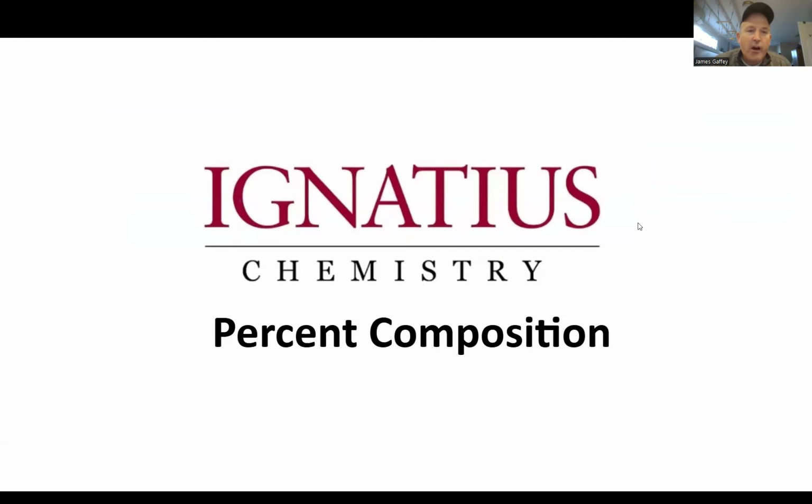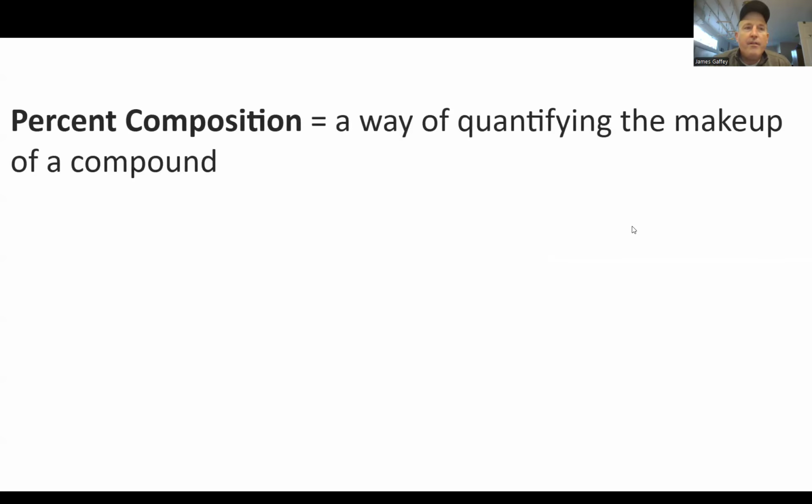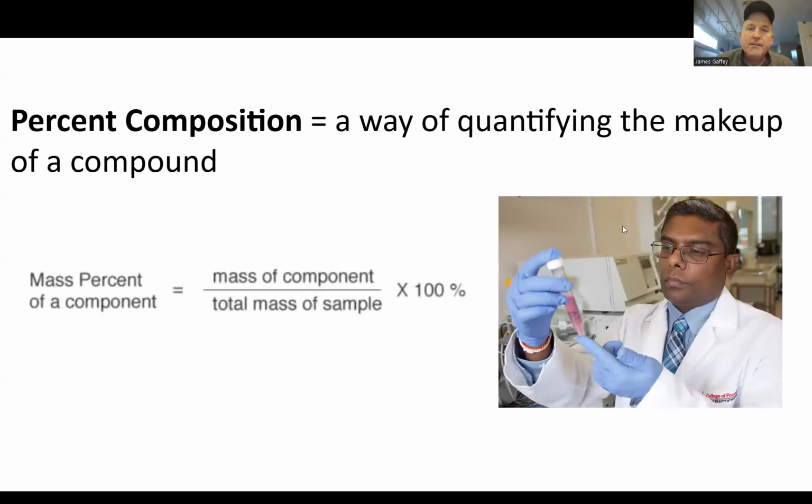Students, today we're going to talk about an important way to calculate what makes up a compound. It's called the percent composition. To define it, we would say percent composition is simply a way of quantifying the makeup of a compound. The formula is really simple.